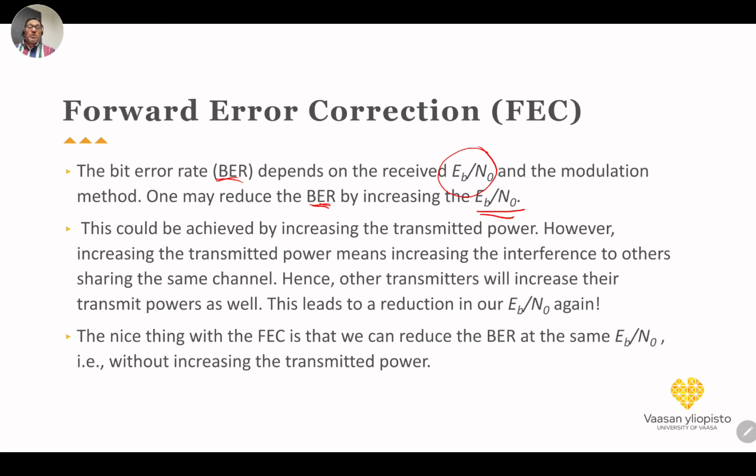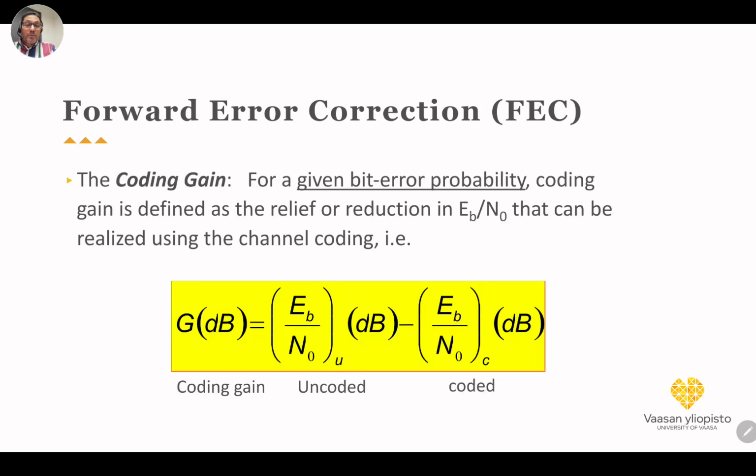With forward error correction, even with a small power we can handle the errors by correcting them. This is called the coding gain, and it is computed in this way. It is Eb over N0 for uncoded to achieve a certain probability of error. For example, at a probability of error of 10 to the power minus 4, it means that in every 10,000 bits there is a chance of 1 bit in error. To achieve this, we would need Eb over N0 for the uncoded case.